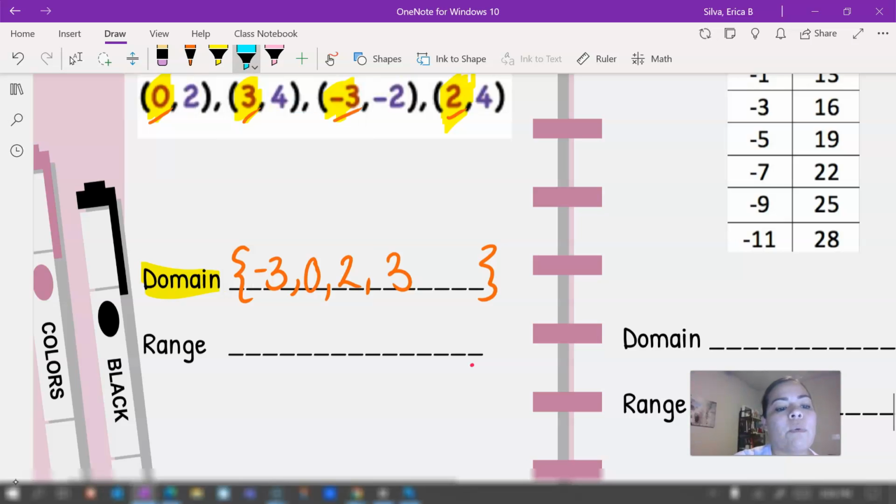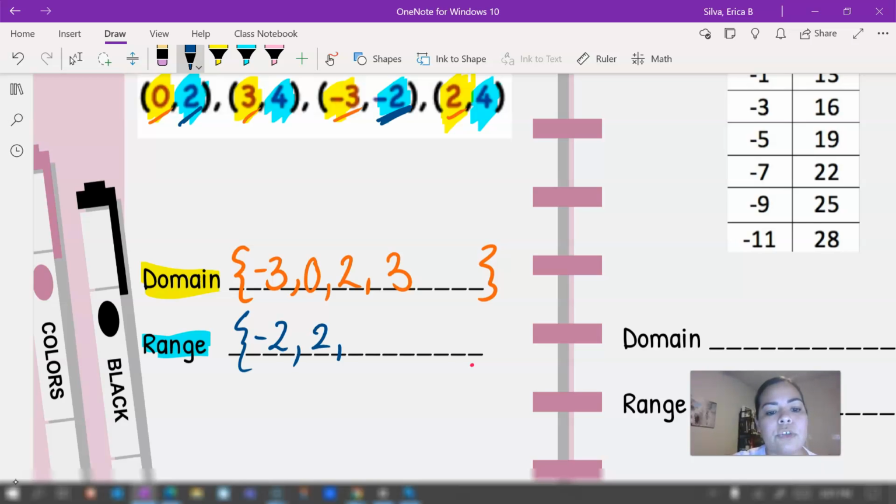Now let's look at our y values for our range. We've got 2, 4, -2, and 4 again. So we start with my brackets. I'm going to look at the smallest y value first, -2. The next one is 2. And then notice how the 4's repeat. We only have to write it once. And then we close our bracket. So the range, the y values that are included in this relation, is -2, 2, and 4.